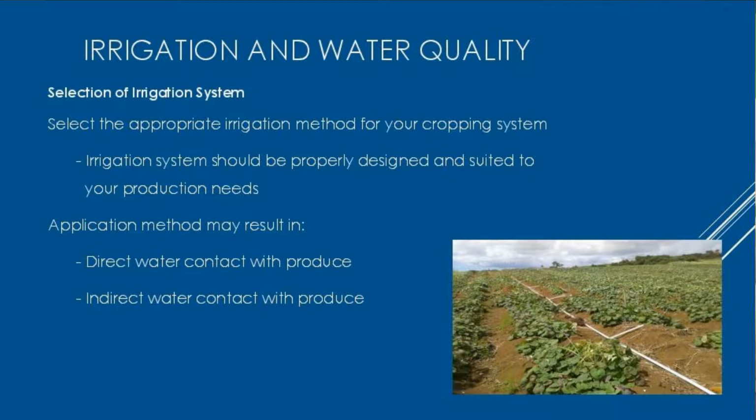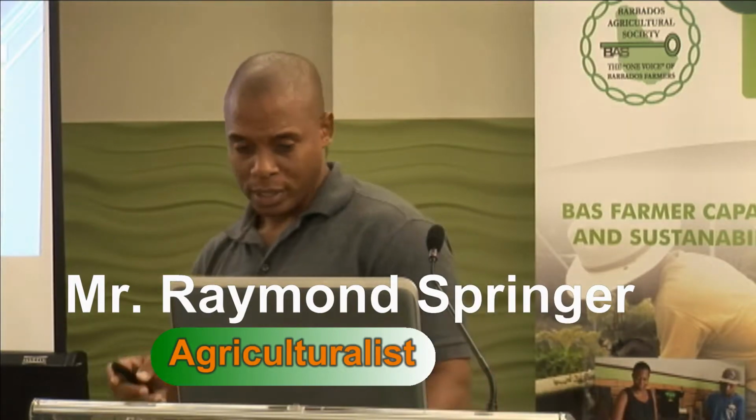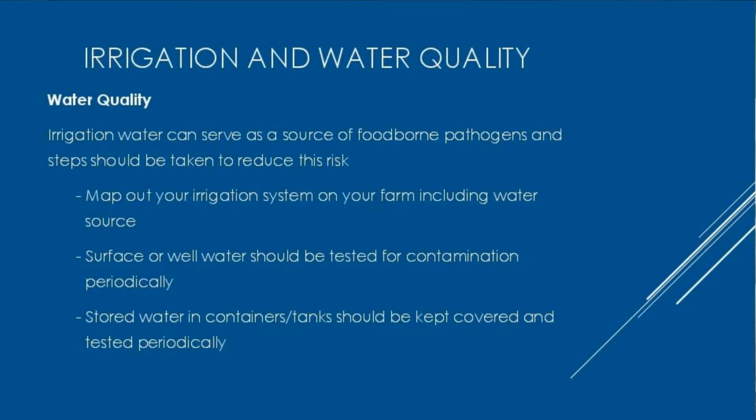Right? The application method, depending on which irrigation system you select, would result in either direct water contact with produce, such as an overhead sprinkler system, or indirect water contact if you're using drip. The key component you must remember here is irrigation water quality. We go on to water quality.